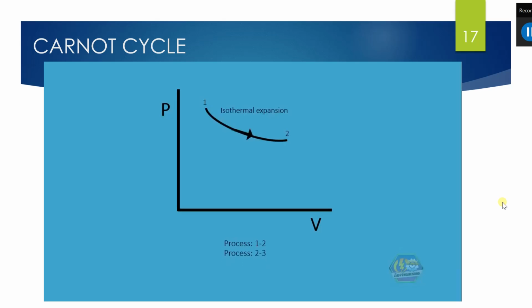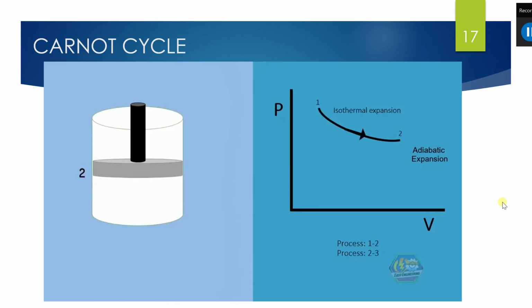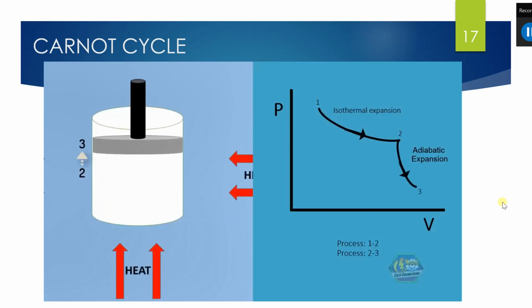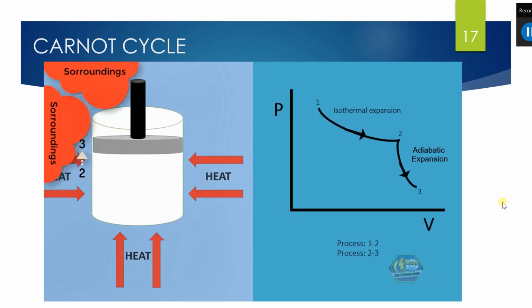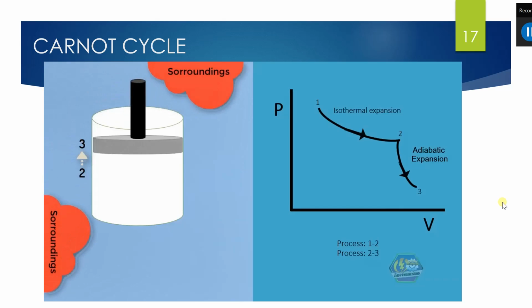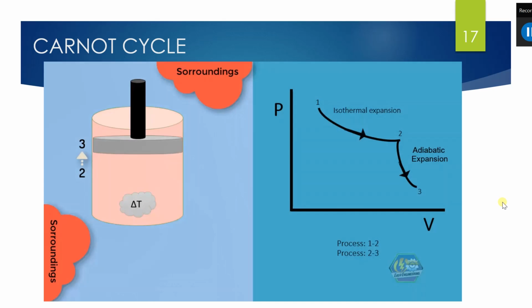Now next, process 2 to 3, which is called an adiabatic expansion. Adiabatic in thermodynamics means that there is no heat transfer between surroundings and your system, or to put it simply, all change in temperature is contained within a system, which as a result makes the entropy zero. In this process, our volume increases and pressure decreases.